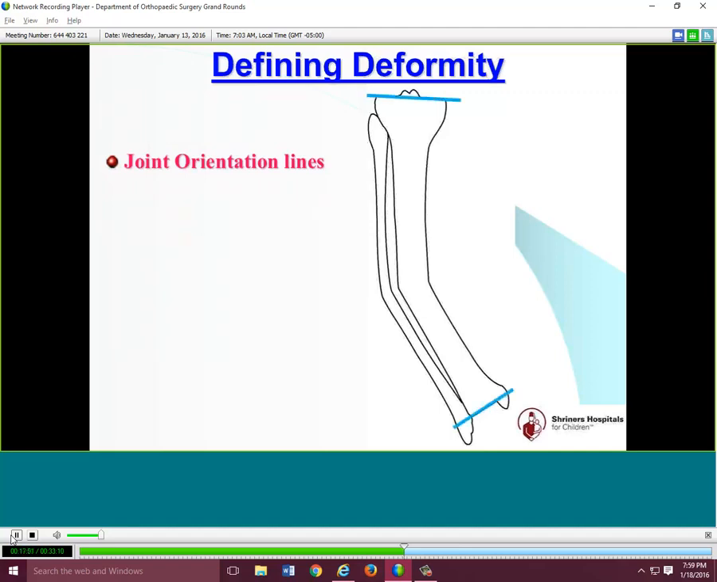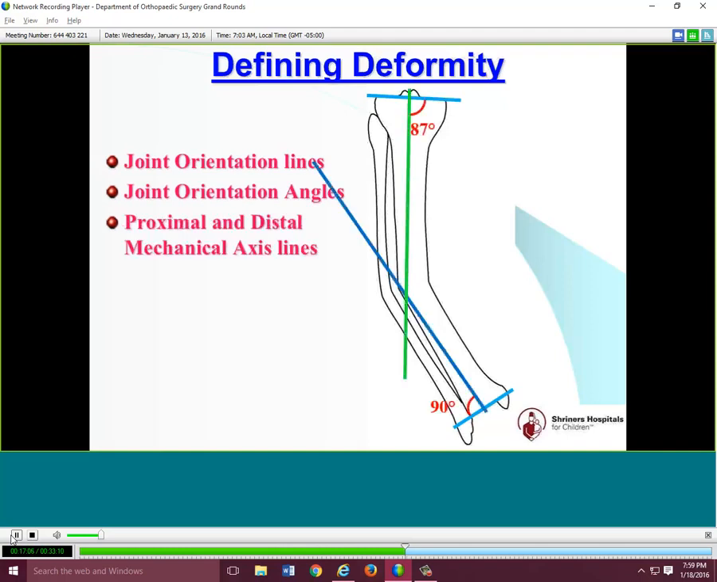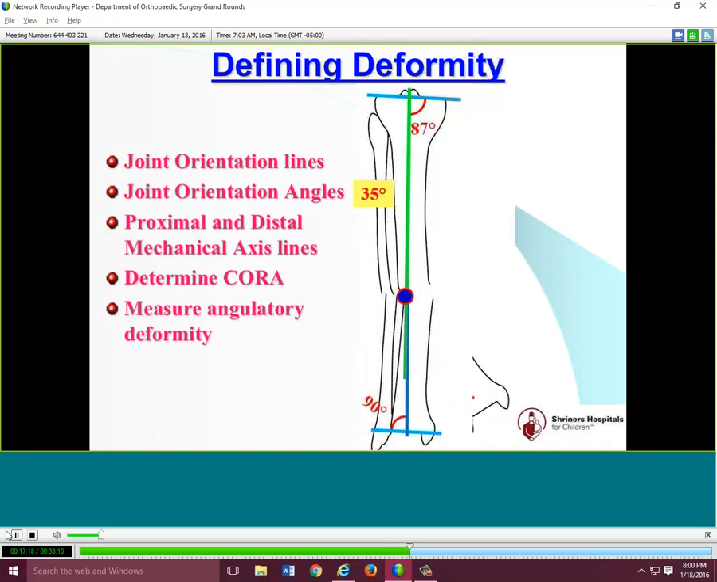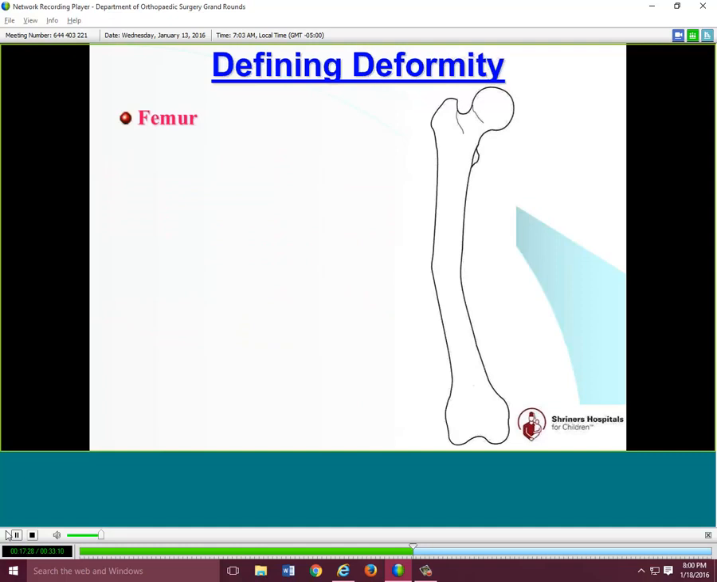So we draw our joint orientation lines and our joint orientation angles. And this is where they cross. So there's our CORA. And we can measure our angulation. In this case, it's about 35 degrees of angulation. All right, so what can we do with that? We can just simply correct that out, 35 degrees, get those two lines collinear, and we'll have a straight bone. So that works very well on paper. Doesn't work quite so well in real life. We'll talk about that in a second.